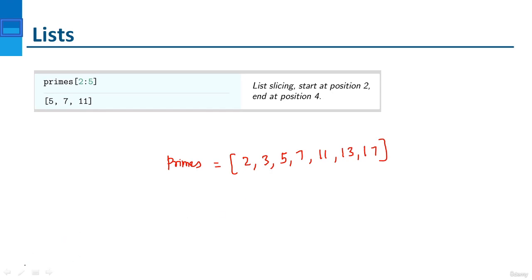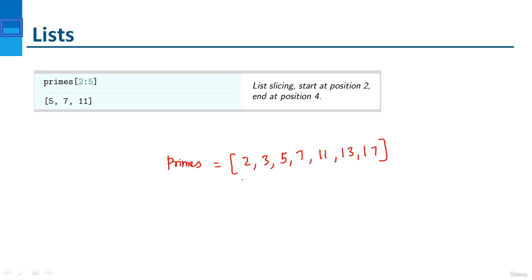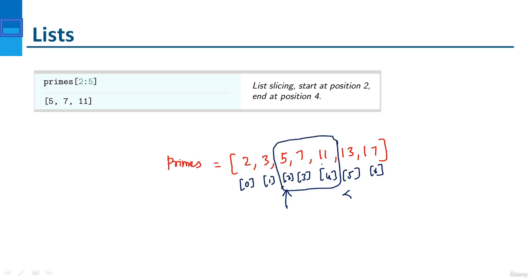Now, if you look at their corresponding indices, let me consider their indices like this. This is the 0th index, this is the first index, this is the second index, this is the third index, this is the fourth index, this is the fifth index, and this is the sixth index. Now we are trying to access from index number 2 up to less than index number 5, which means we are trying to access this particular chunk or slice. When you display it, you will get the result like this: 5, 7, 11.